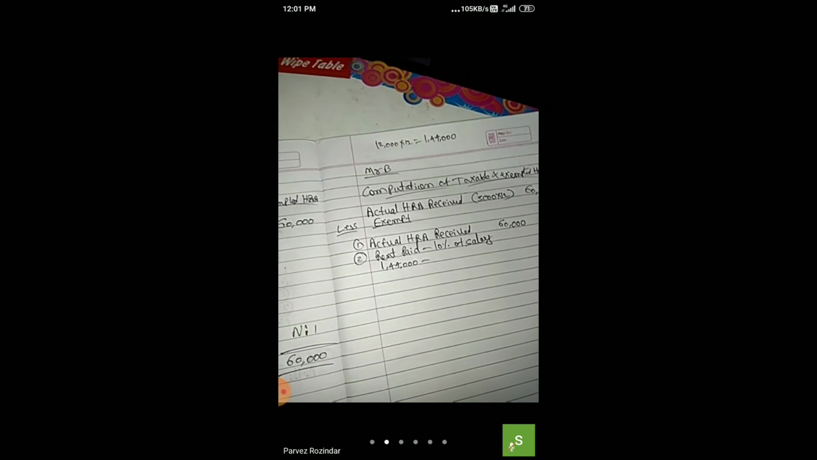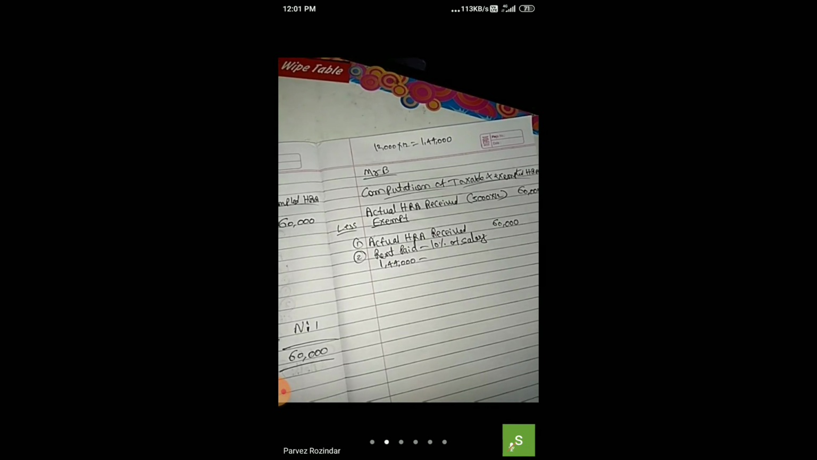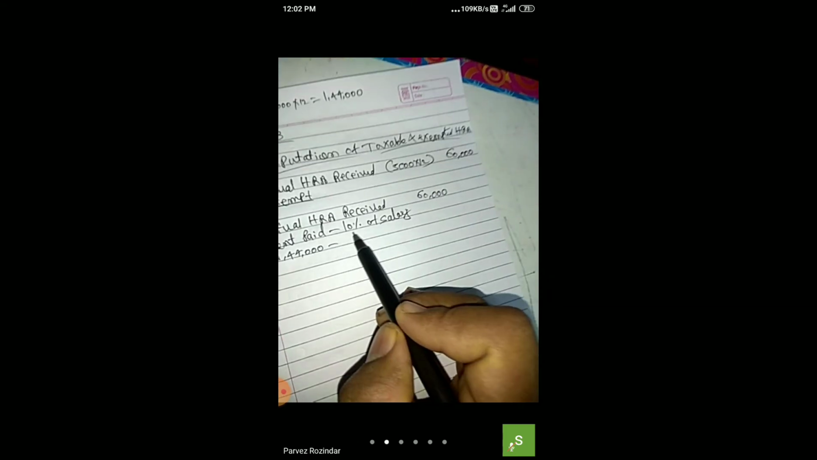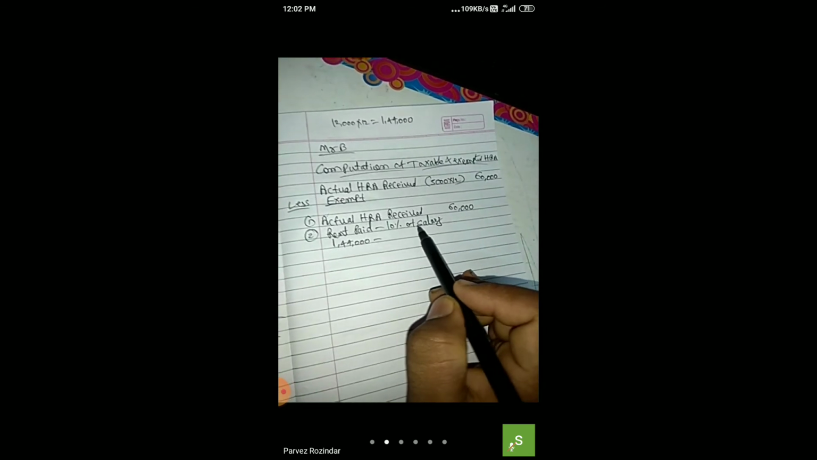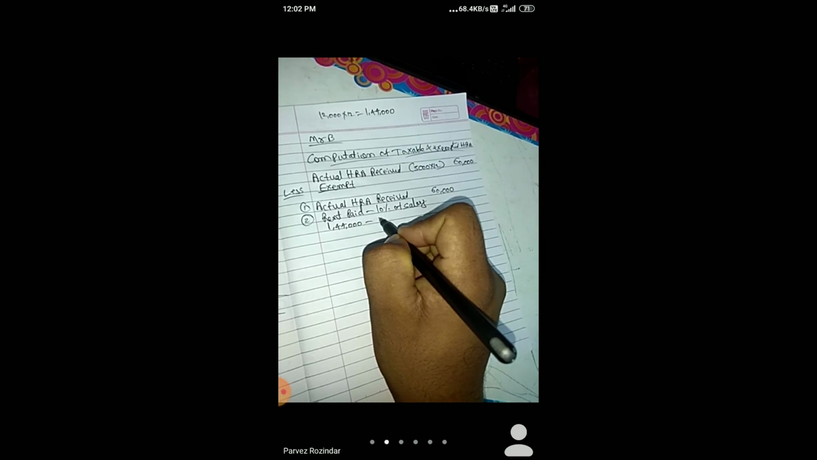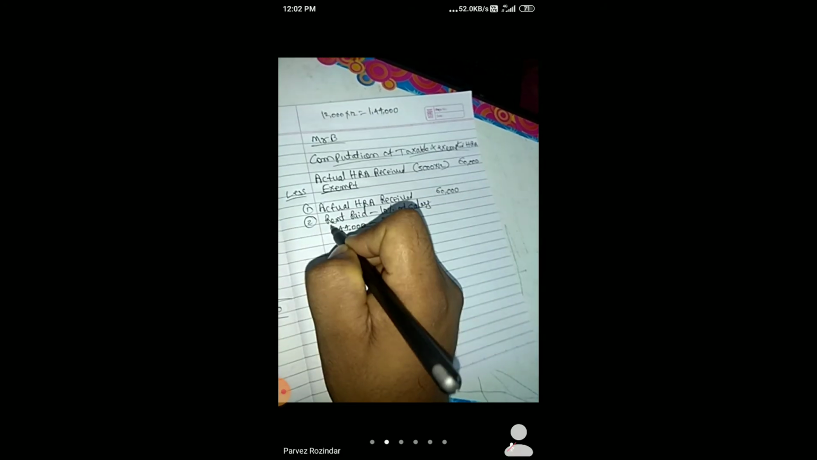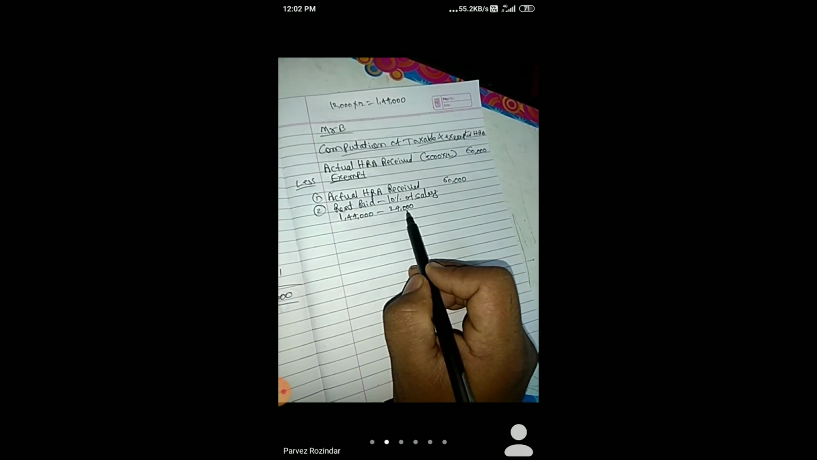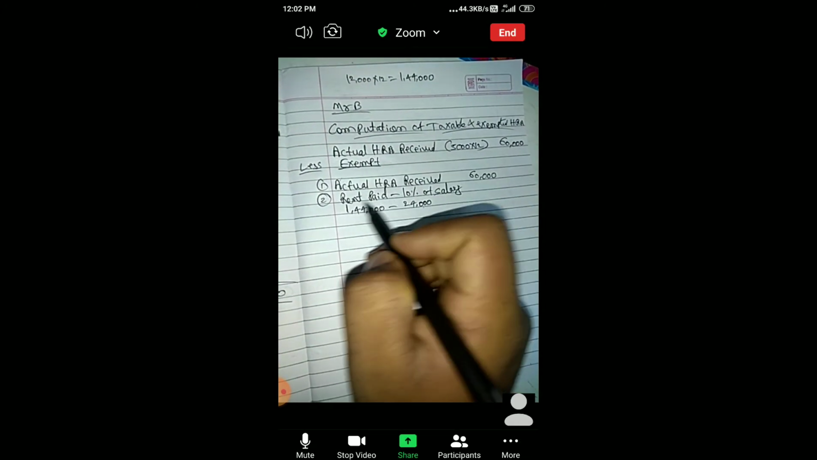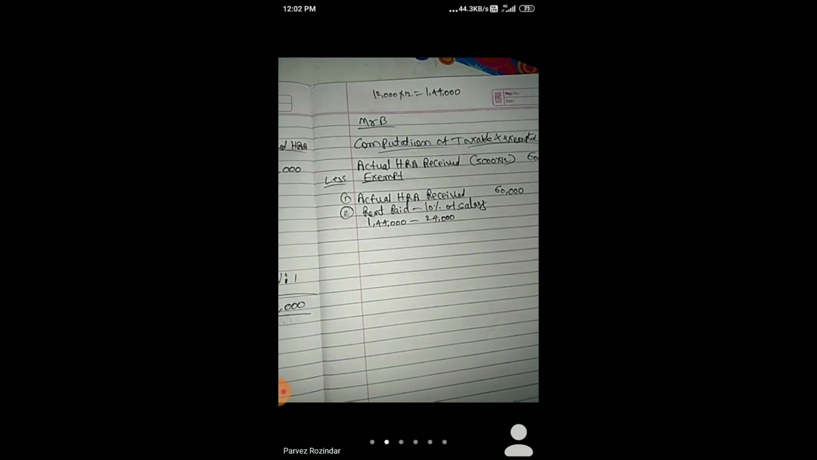Salary, if you see, his monthly salary is the same, 20,000 per month. Basic salary 20,000 per month, into 12, you will get 2,40,000. 2,40,000, 10% is 24,000. Now let us come to the calculation. 1,44,000 minus 24,000.